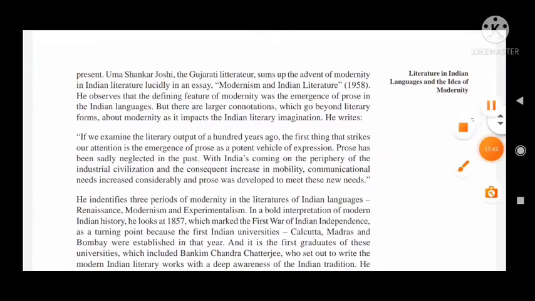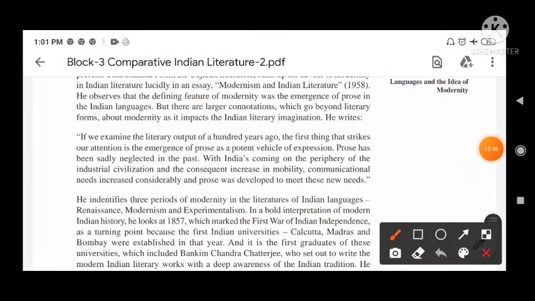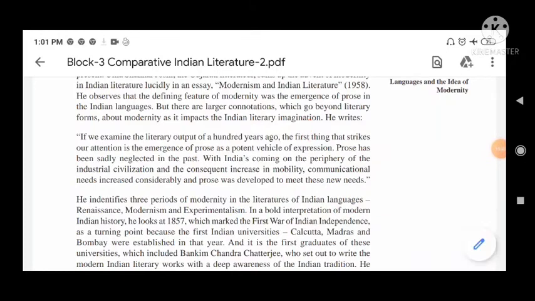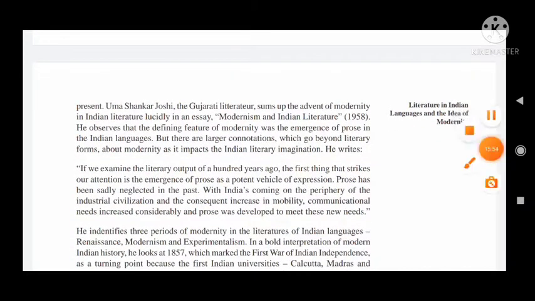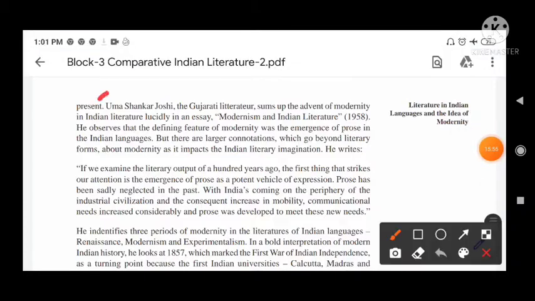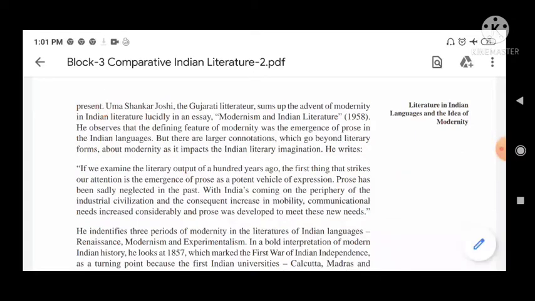Here is the main key point, you can note down: Uma Shankar Joshi, Gujarati literature. Uma Shankar Joshi sums up the advent of modernity in Indian literature lucidly in an essay, Modernism and Indian Literature, 1958.